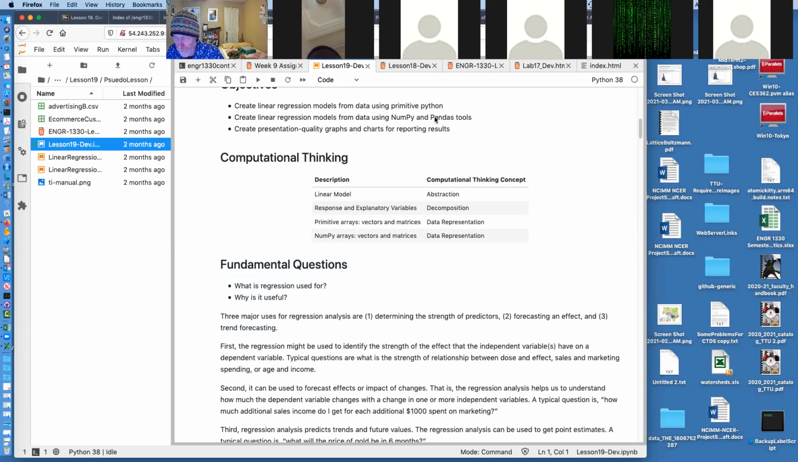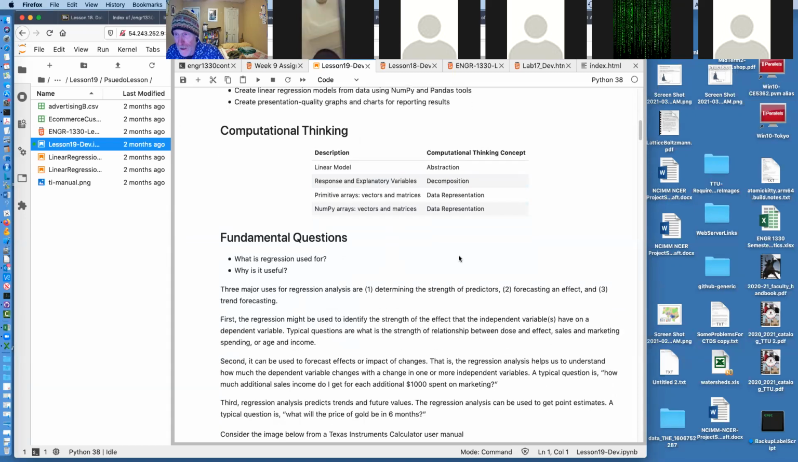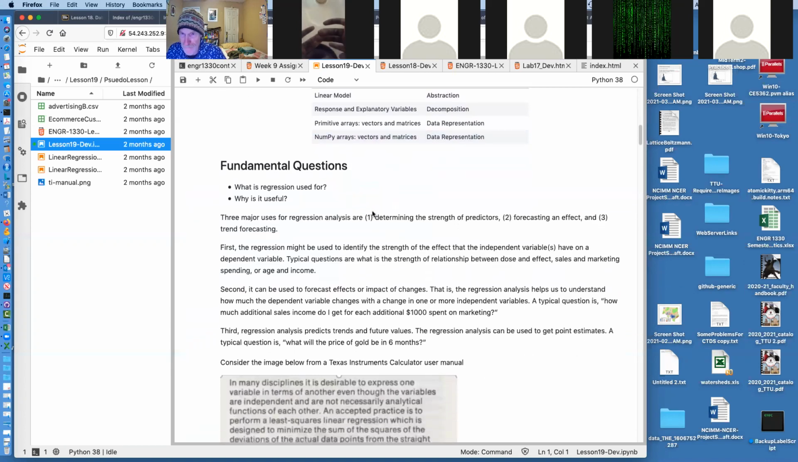And that will be of some consequence in practical application in the future. Everything we're going to do in NumPy and pandas today and for the foreseeable future can be done in Python base, but it takes more work on the part of the human being. The computational thinking concepts that are involved include abstraction. The linear model is the abstraction. Decomposing the problem, identifying response and explanatory variables is decomposition. And then data representation either by primitive arrays, vectors and matrices, or NumPy arrays, vectors and matrices.